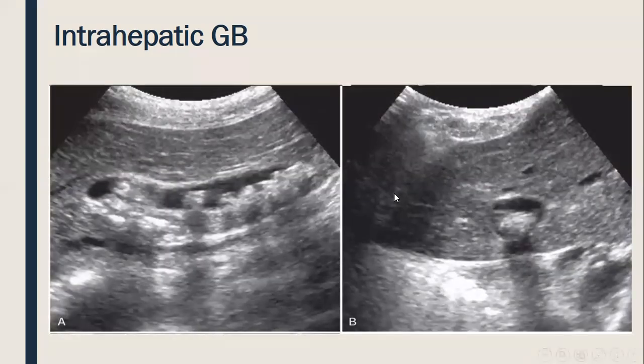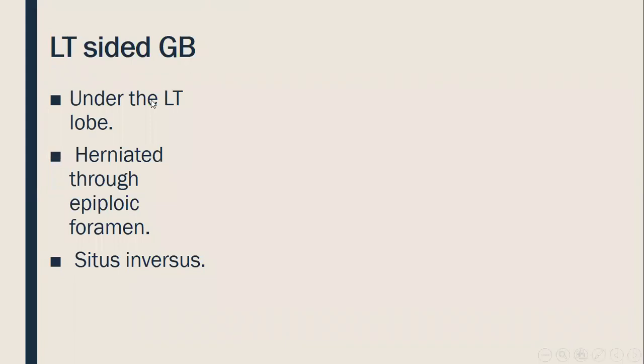This is another type of intrahepatic gallbladder. See, there is a gallstone inside. We have a left-sided gallbladder. The gallbladder appears under the left lobe of the liver.